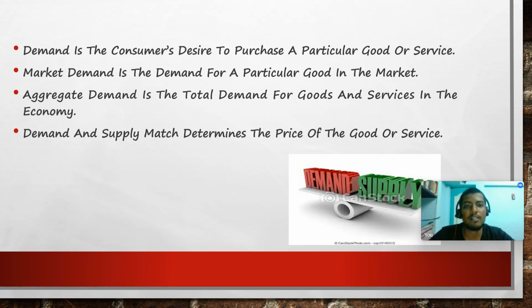Market demand is the demand for a particular good in the market. Aggregate demand is the total demand for goods and services in the economy. Demand and supply together determine the price of goods and services.